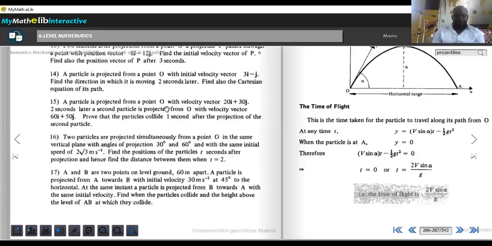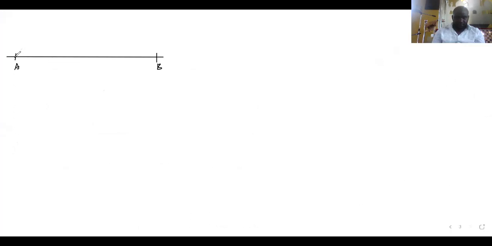A and B are 2 points on level ground, 60 meters apart. A particle is projected from A towards B with the initial velocity 30 meters per second at 45 degrees to the horizontal. At the same instant, a particle is projected from B towards A with the same initial velocity. Find when the particles collide and the height above the level AB at which they collide.